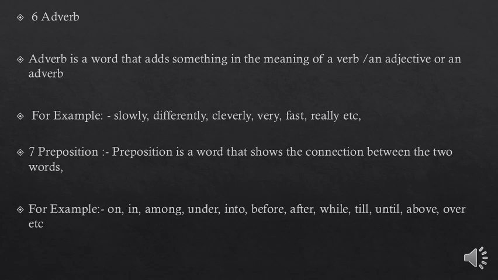Before: I have come before 5 o'clock. After, while, till: you don't go till I said. Until: you don't come until I say. Above: the clock is above the window. Over: the bridge is over the river. These types of prepositions are used as a part of speech in our English grammar.